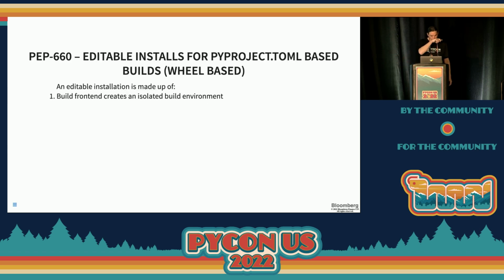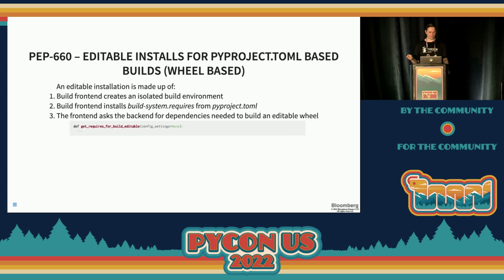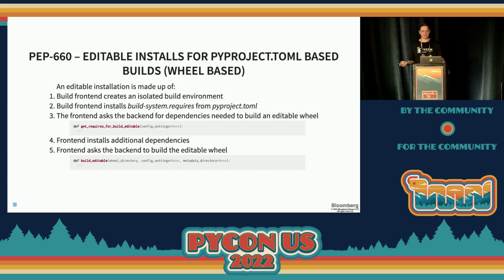And this is basically all this PEP actually contains, because from here on, the editable installation works as follows. First, the build front end creates a custom isolated build environment. It installs your project's build backend into that environment. Then the front end asks the backend, hey, what additional dependencies are needed to build an editable installation? And after it installs those, it basically just asks the backend, build me the editable install.